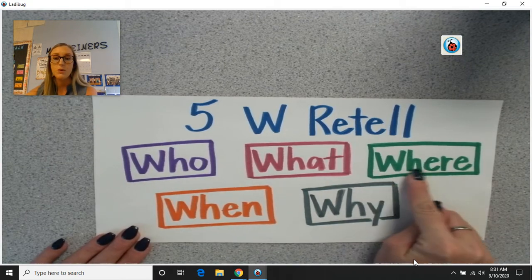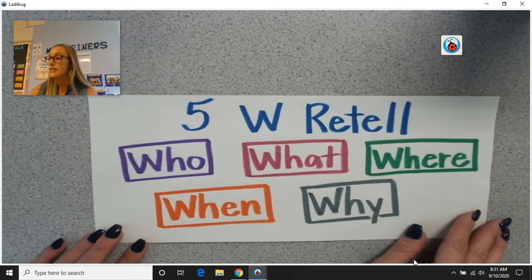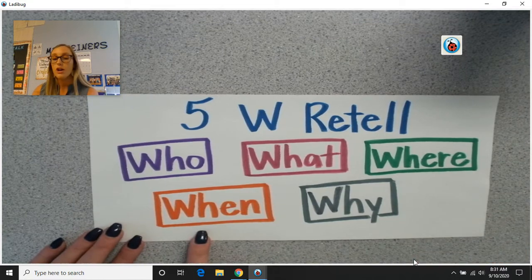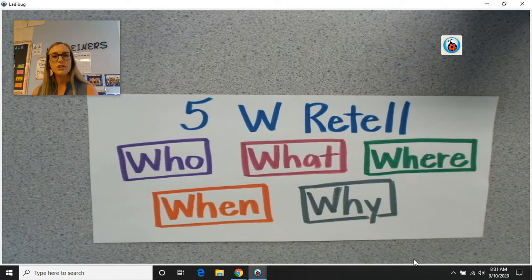Our third W is where. Where does the story take place? This also goes along with the setting of the story. Our next W is when. When does the story take place? And our last W is why. Why did the characters act that way? Why was there a problem?